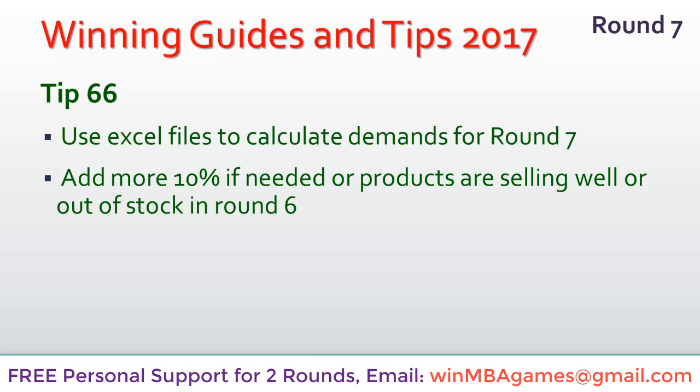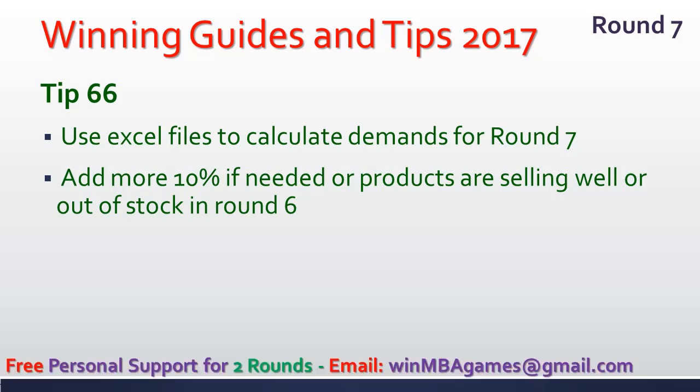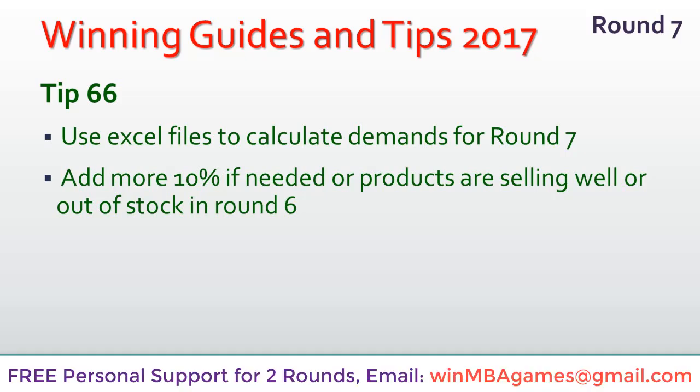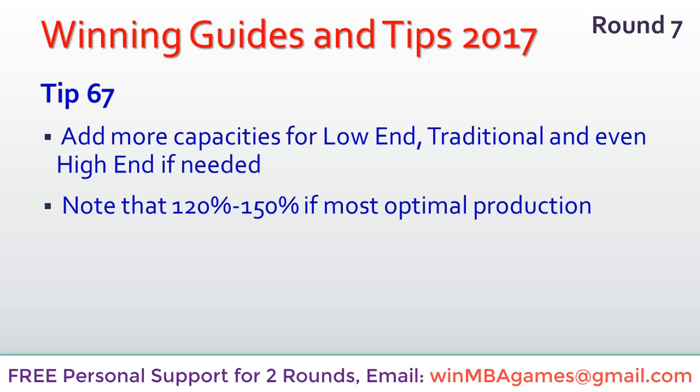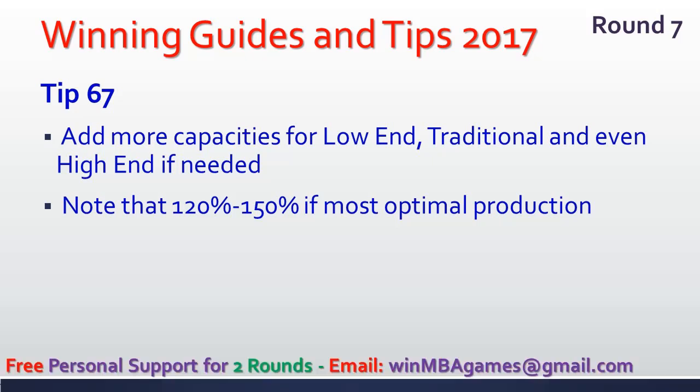Now we come to the calculation of demand and focus production for round 7. The first product, the traditional, did not sell so well last year, so the demand for this year is only 600. But the low end is selling very well at 5,200, and the high tech product is also selling well at 1,660. We cannot set that to 5,700 because the maximum production capacity is only 5,400 at 100% for the second shift.